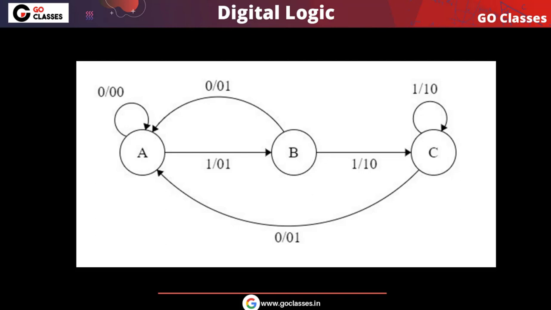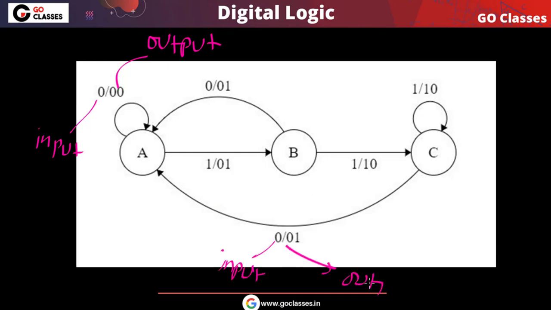Now you can notice this machine. Look at this machine. Is this a Mealy machine or a Moore machine? Just notice this. You can notice this is a Mealy machine, because the output depends on state comma input. So remember, this is your input. If your input is zero in this state A, then this is the output. So your output is 00. Similarly, you can notice in this state C, if the input is zero, then the output will be 01.